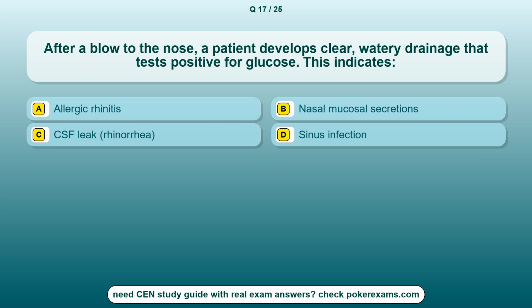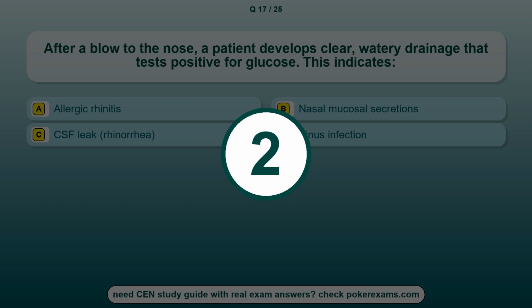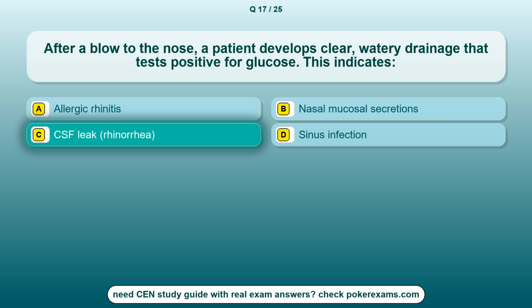Question 17. After a blow to the nose, a patient develops clear, watery drainage that tests positive for glucose. This indicates: Option A, allergic rhinitis. Option B, nasal mucosal secretions. Option C, CSF leak, rhinorrhea. Option D, sinus infection. The correct answer is option C, CSF leak, rhinorrhea.